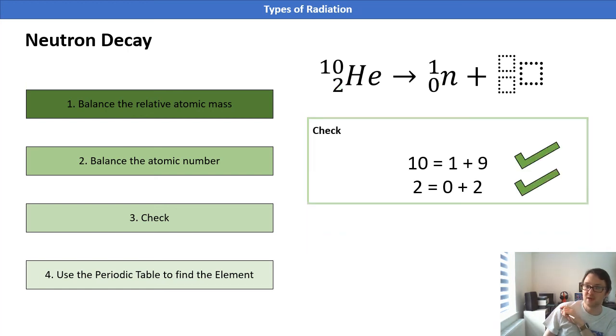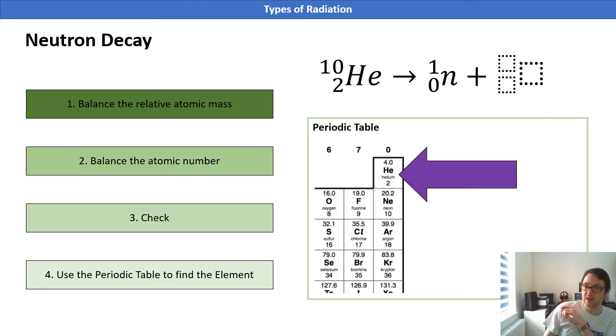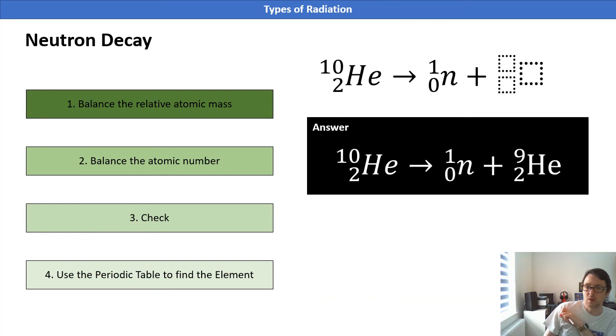Let's do our check. So 10 is equal to 1 plus 9. Happy with that. And 2 is equal to 0 plus 2. Happy with that. So let's check our final answer. In the periodic table, we can see that helium will have an atomic number of 2. So it's helium still. Writing our final answer now, we know we've got helium-9, 2. So there's 9 protons and neutrons, and 2 of those are protons. So that would be our final answer.